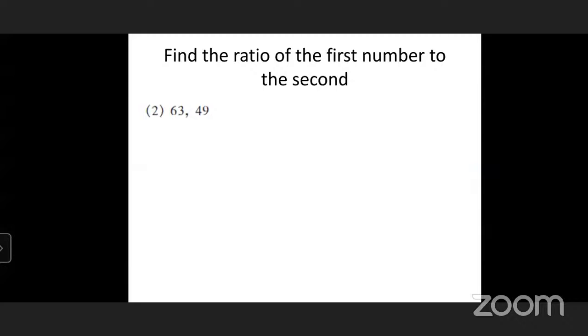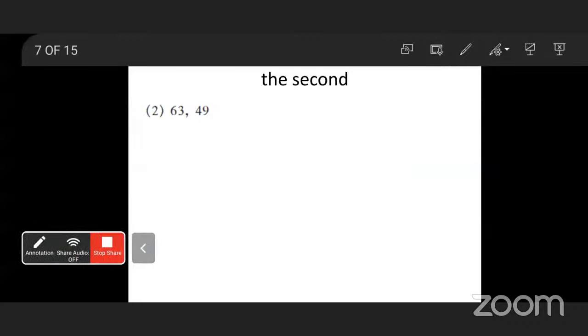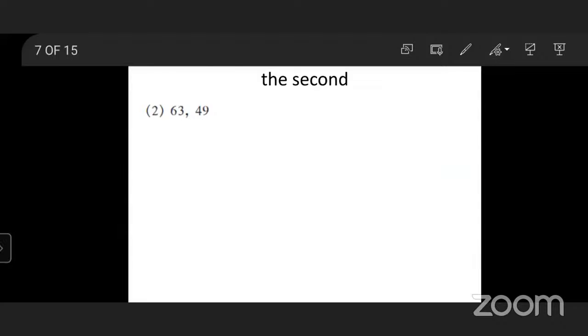63 and 49. Okay, now tell me the number. All of you tell me the common number which can divide 63 and 49. A common number that can divide 63 and 49. Yes, Sridhanu, answer the question, beta.